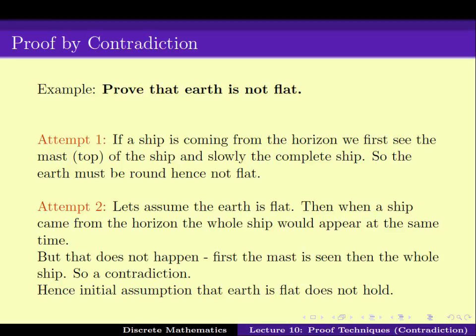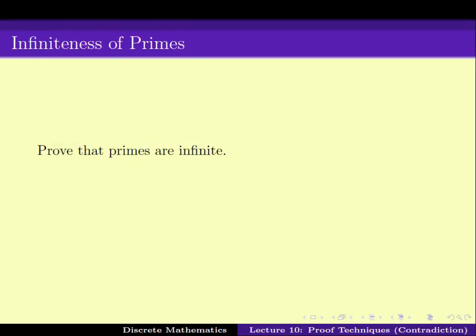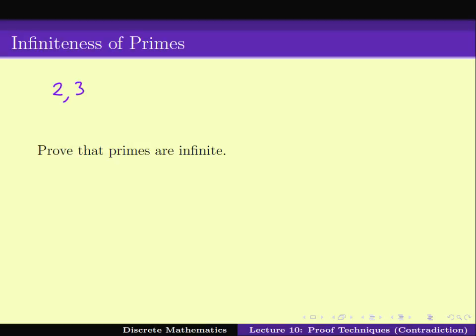Okay, so let's see an example. Consider this problem of primes. Now what are primes? We know primes are numbers that cannot be divided by any other integer less than itself. So what are the primes that we know of? The primes that I know of are 2, 3, 5, 7, 11, 13, 17, 19, 23 and so on and so forth, right?